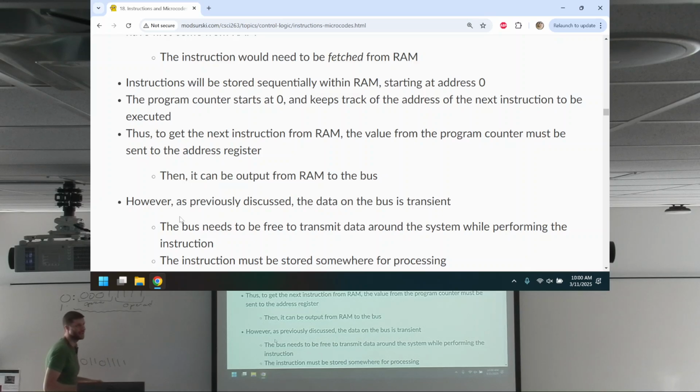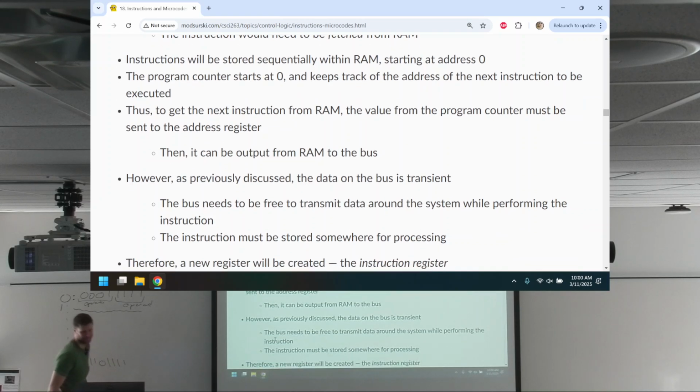So to get the next instruction, we need to get information from the program counter, which stores which instruction do we run next, and have it go into the address register, address 0 in this case. And we need to get the instruction from that address, address 0, and then decode it. Is that clear? Okay? We want to start here. How do we know where to start? Program counter knows where to start. So get the information from the program counter, put it into the address register so we can index RAM at that address.